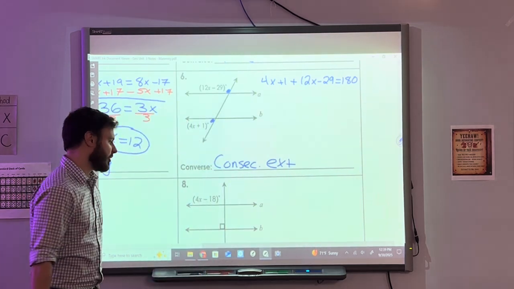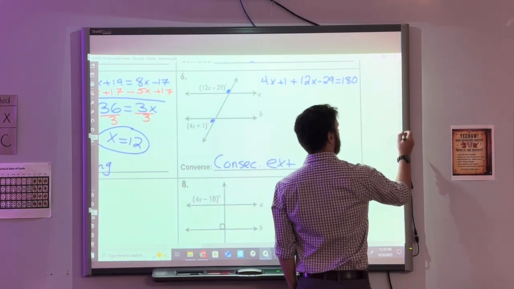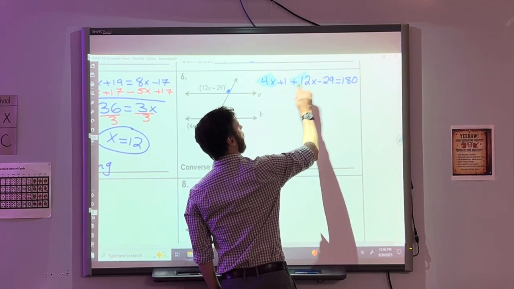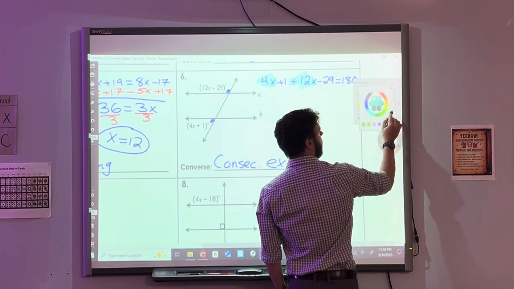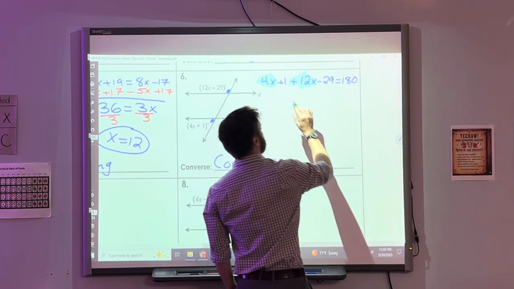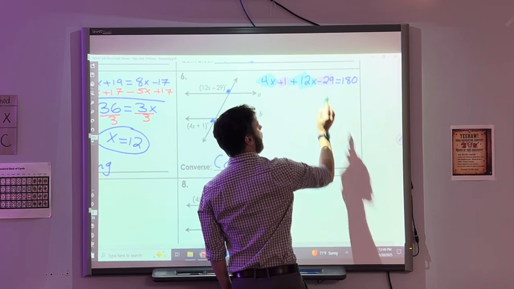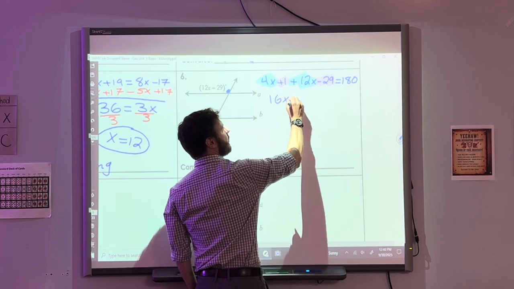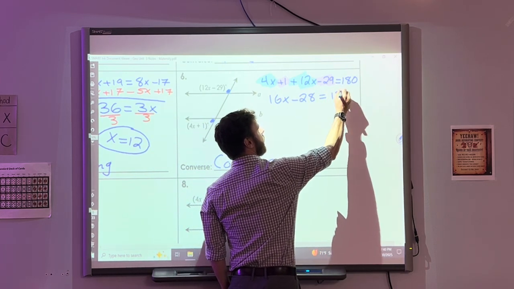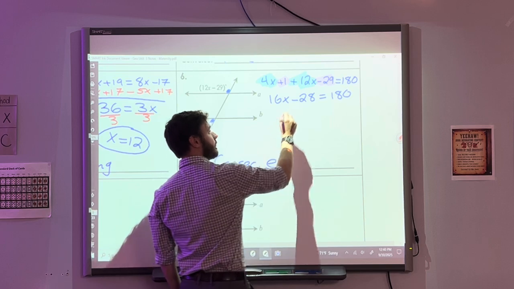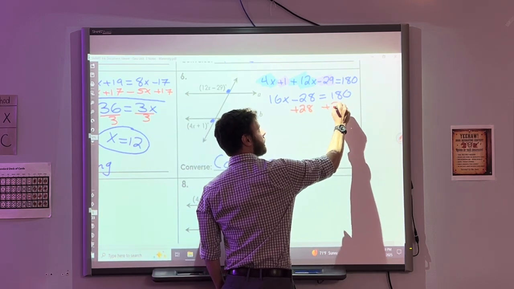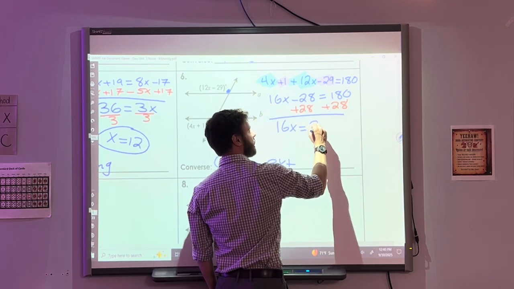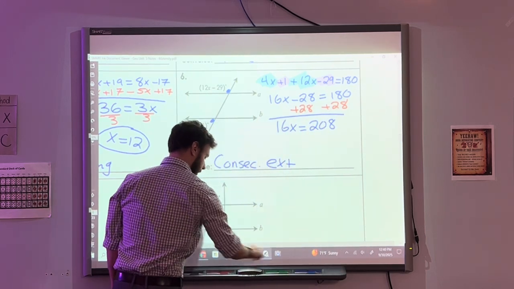Okay, let's combine our like terms. I have some x's that I can smush together. 4 of them and 12 more. And then I have some constants here. A +1 and a -29. Let's combine these. I have 16 total x's and I have -28. Okay. And now divide.